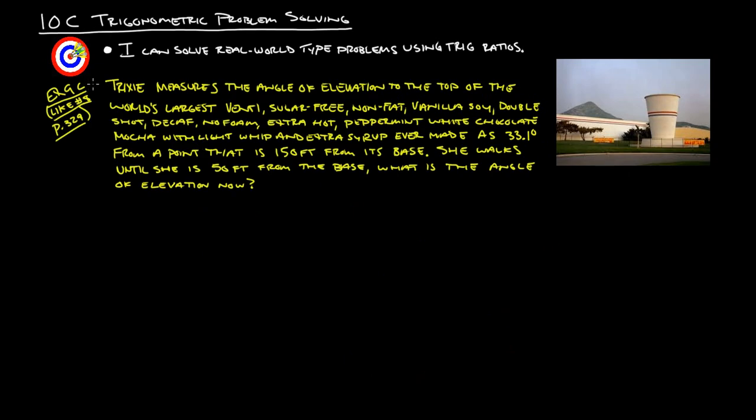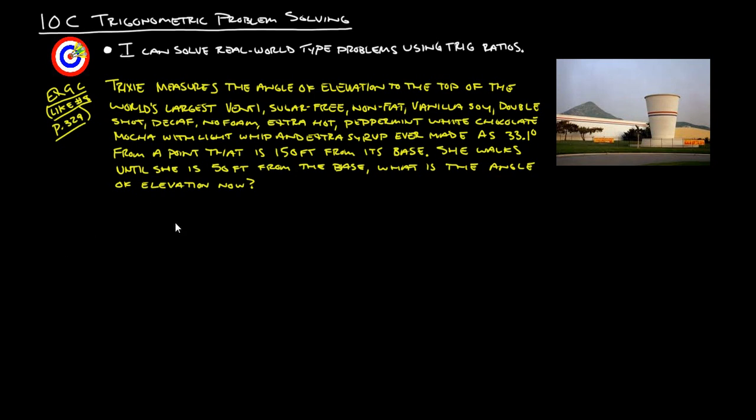So calling this example 9C. This is like number 8 from page 329. And it says Trixie measures the angle of elevation to the top of the world's largest venti sugar-free non-fat vanilla soy double shot decaf no foam extra hot peppermint white chocolate mocha with light whip and extra syrup ever made as 33.1 degrees from a point that's 150 feet from its base, and then she walks until she's 50 feet from the base. What's the angle of elevation now?